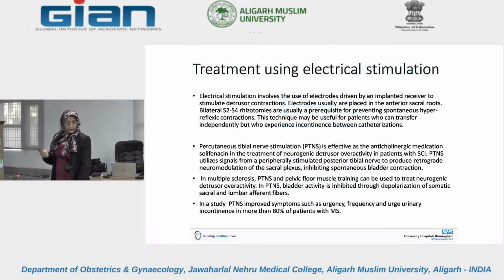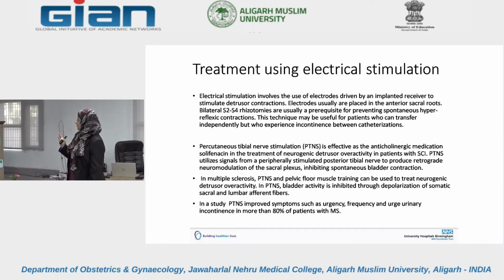Now this is one of the conservative managements which you will be discussing, Dr. Seema, in one of your talks tomorrow, and it is the treatment using electrical stimulation. Now we are trying more and more to do things which are least invasive. Least invasive means without the use of a knife. Trying to talk to patients or doing things which involve no blood loss or any surgery. So this is something which is really promising, and we are doing it more and more, electrical stimulation.